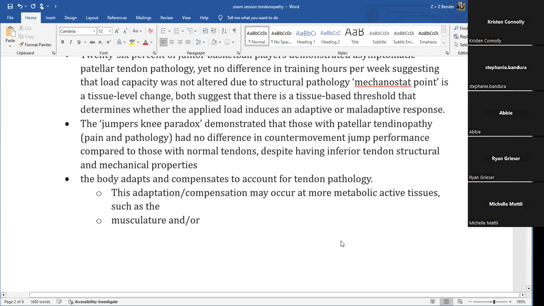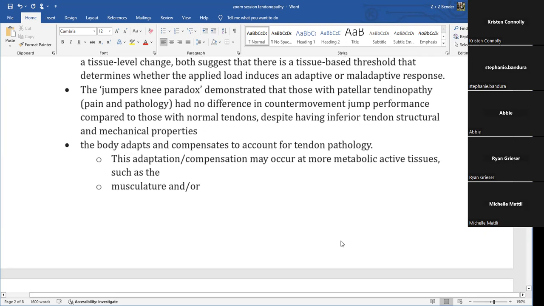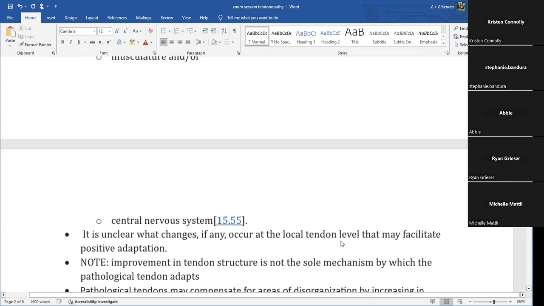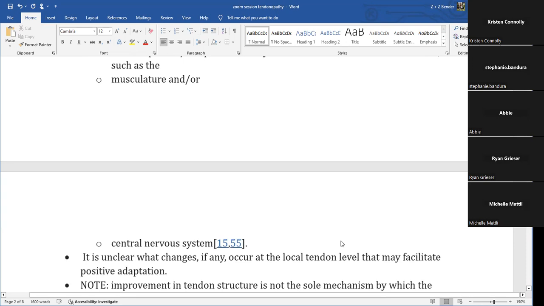And how do we then adapt for it? What occurs in the body to adapt for these situations where we have decreased load put through the tendon? We think globally there's adaptation and compensation at more metabolically active tissues, such as the muscle or central nervous system. So we get this variability in tendon load, or we get a pathology in a tendon. There are local changes where we can transfer load around that area of dysfunction. Then there's the global change of, hey, my body's sensing that I'm not able to put that tensile load through this tendon the same, so I'm going to alter my movement strategy.